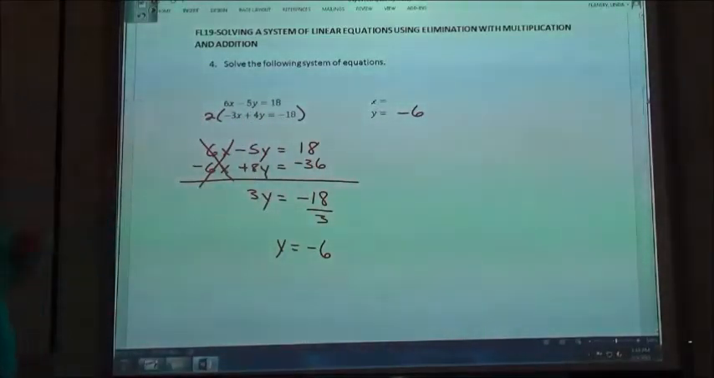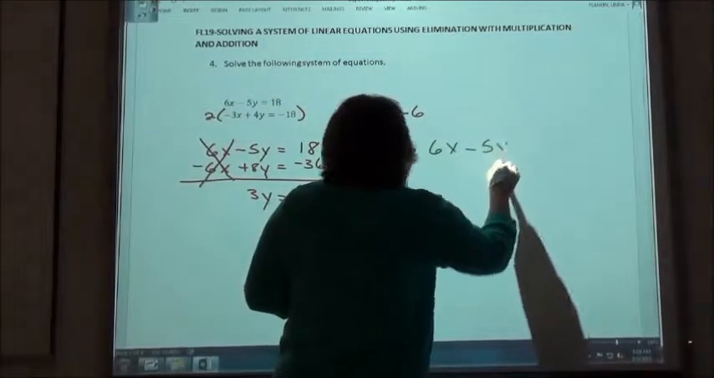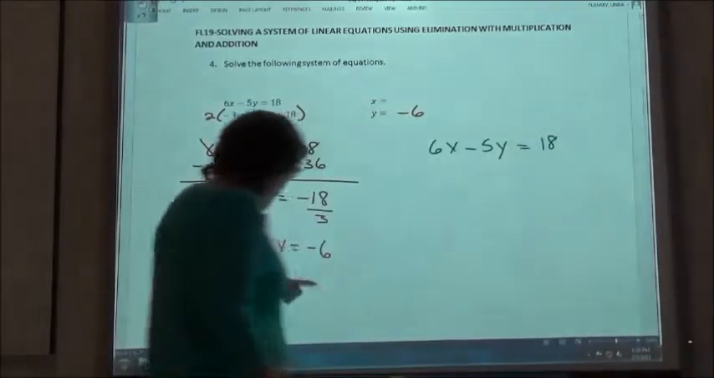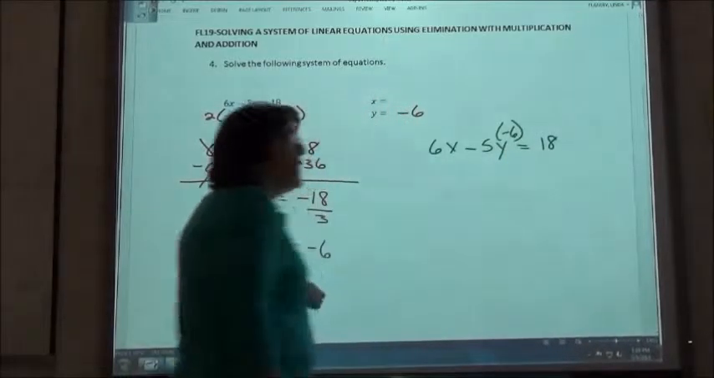Now, in order to find x, I don't have an equation that just says x equals something. What I have to do is pick either one of those two equations and substitute the negative 6 in for the y. Does it look easier to use the top one or the bottom one? Top one? Okay, so I'm going to use the top one. The top one says 6x minus 5y equals 18, but I know that y is negative 6.